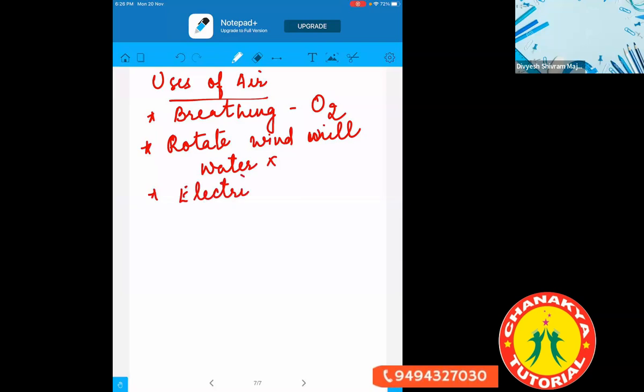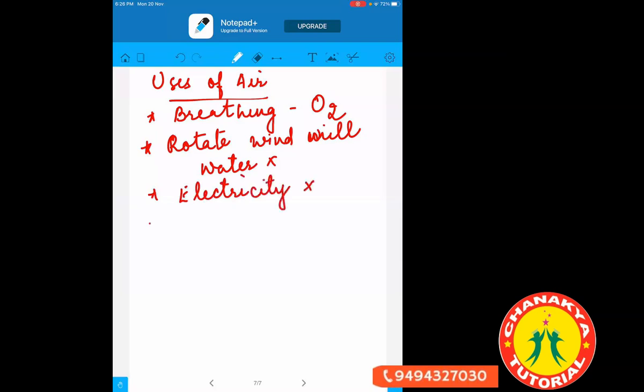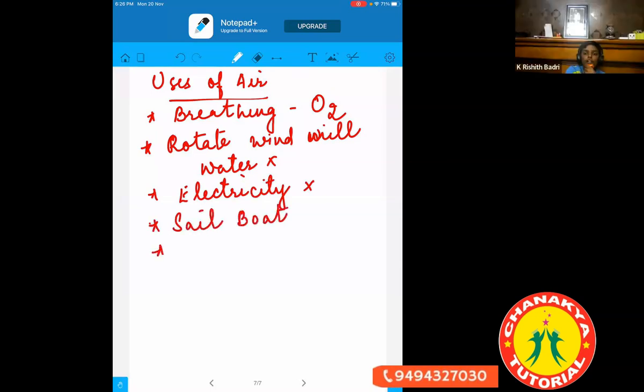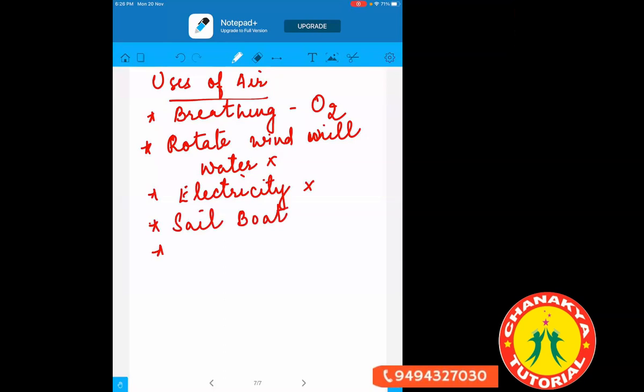Oxygen will not be there, so we cannot see the sunlight. Correct, right? So for sailing the boat also, you might have seen the boats or the yacht. And the ozone layer will be affected, right? Birds need air to fly. Correct. So there are n numbers of uses of the air.